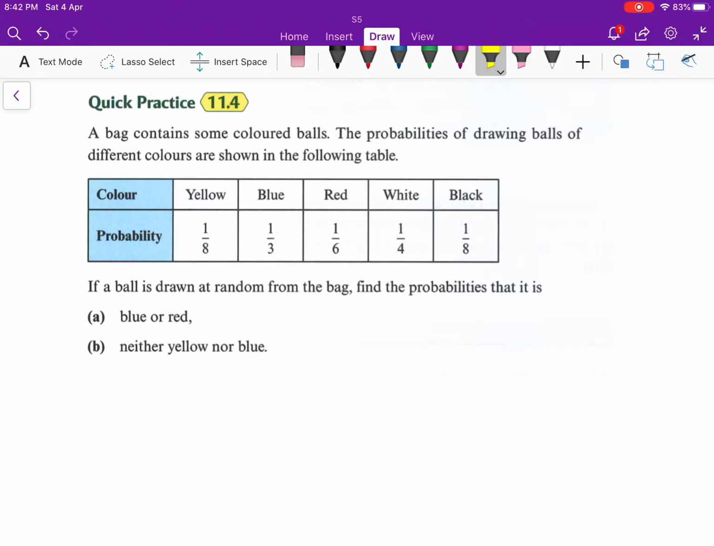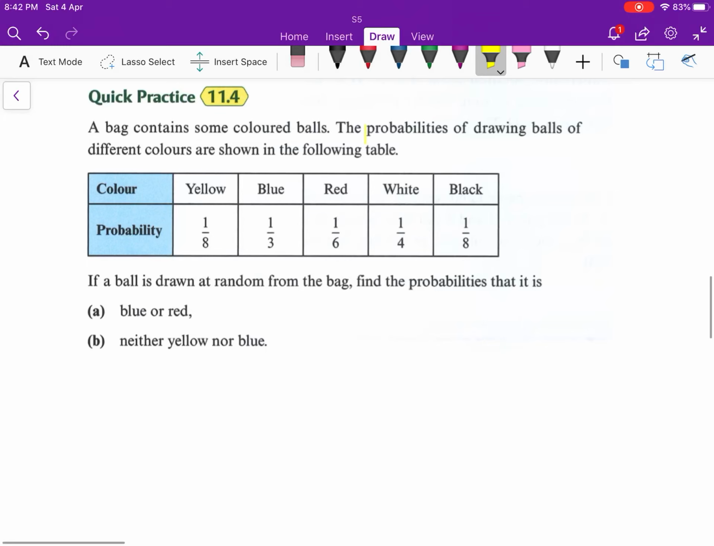So now here is the solution of the quick practice, okay? Now let's start with the quick practice 11.4 first. So please read the question together. A bag contains some colored balls, okay? The probability, remember we are talking about probability, okay? The probability of drawing a ball of the different color as shown in the following table.